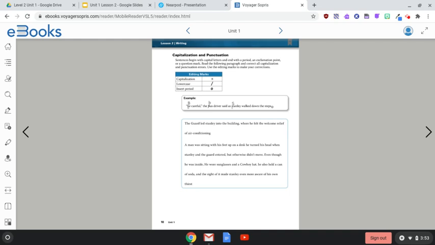Listen as I read the excerpt. When I finish, you will work to correct all of the mistakes. Remember to look for unnecessary capital letters as well as missing capital letters.